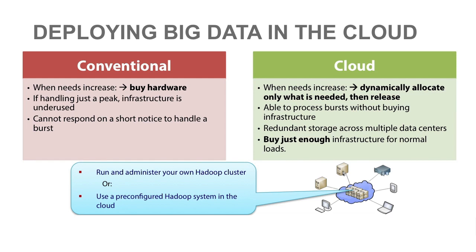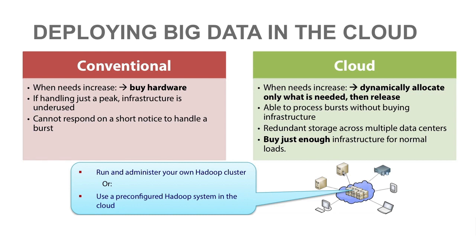When our needs increase, we can dynamically allocate only what is needed, and then when we are done with our computation, we can release the resources. We can process various bursts in our requests without buying new infrastructure. And also, we can provide for redundancy across multiple data centers. In that case, we may buy just enough infrastructure for normal loads, and we can be doing cloud bursting where we move the processing temporarily to the cloud.